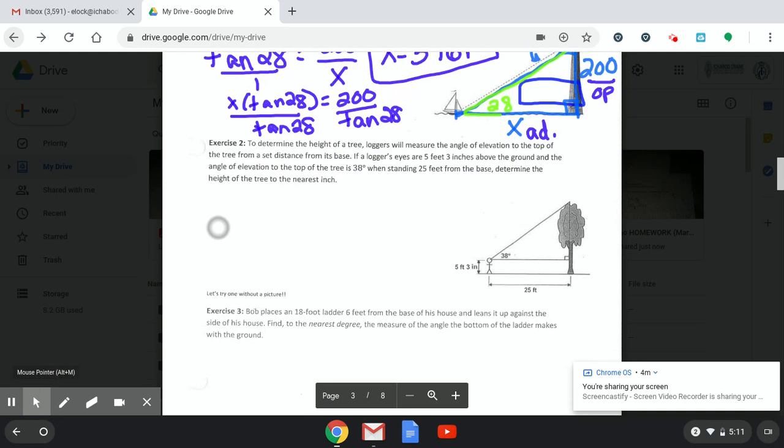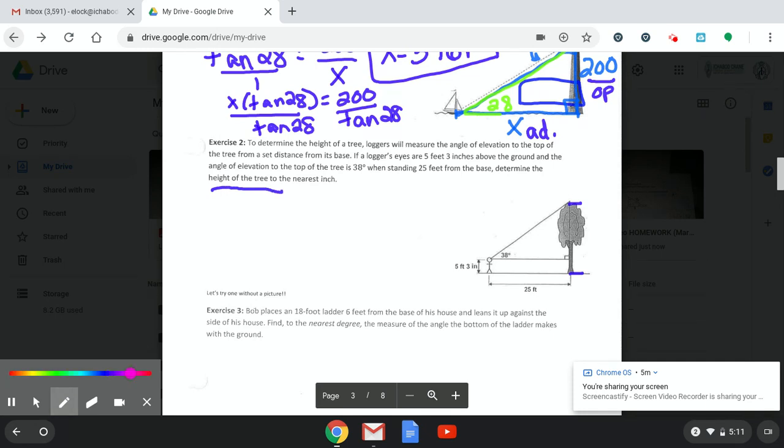To determine the height of a tree, loggers will measure the angle of elevation to the top of the tree and set a distance from its base. If the logger's eyes are 5 feet 3 inches above the ground and the angle of elevation is 38 degrees when standing 25 feet from the base, determine the height of the tree. So that's very wordy, but what they want is the height of the tree, and there's another key word here that we're going to have to be careful with in word problems, nearest inch. So we're trying to find the entire height of our tree.